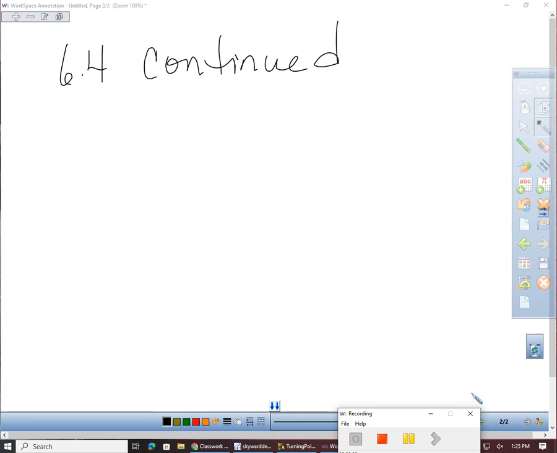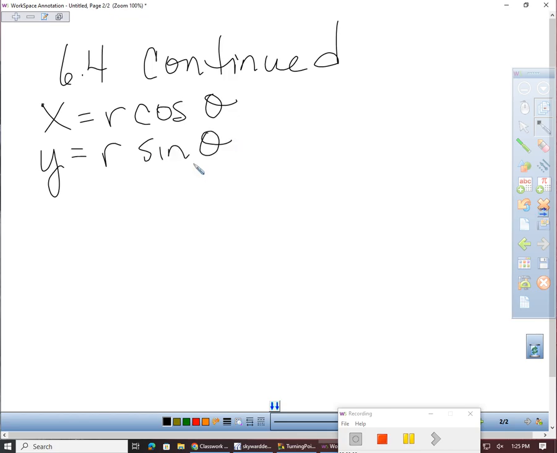Yesterday I had you add a couple things to your card. Let's talk about them. One was that x equals r cosine theta, and y equals r sine theta. I also said we're going to need that r squared equals x squared plus y squared, which is just our circle formula. And the last thing we may need is that tangent theta equals y over x.